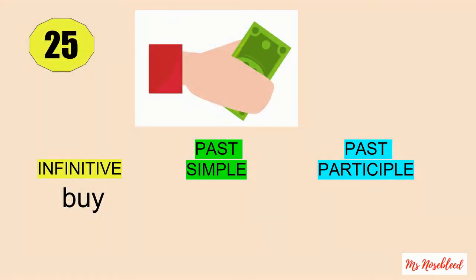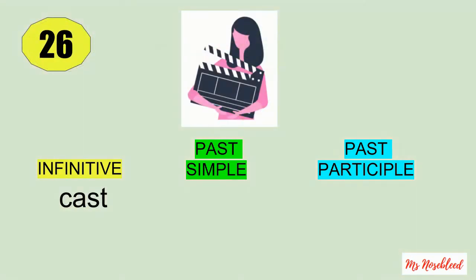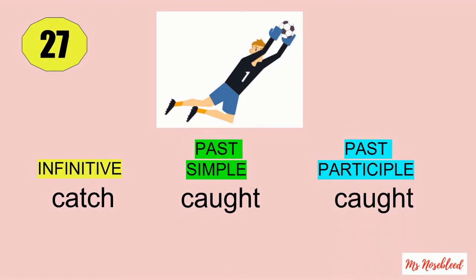25. Buy. What do you think? Yes, bought. And bought. Very good. 26. Okay, this is easy. What's the past simple of cast? That's right. All the same. Cast, cast, cast. Let's go to 27. Catch. To catch a ball. What's the past simple? Yes. Caught. And caught. Yes. Good job.